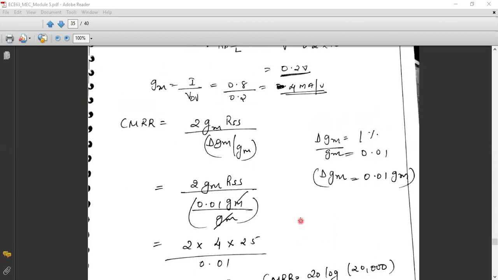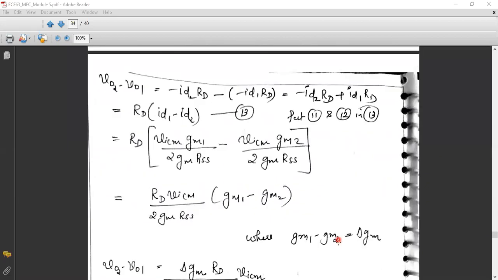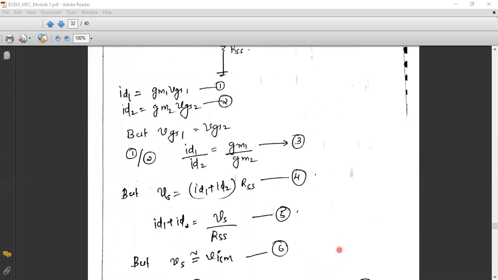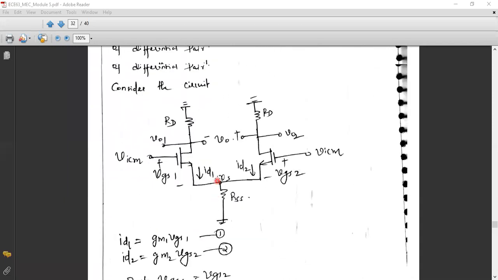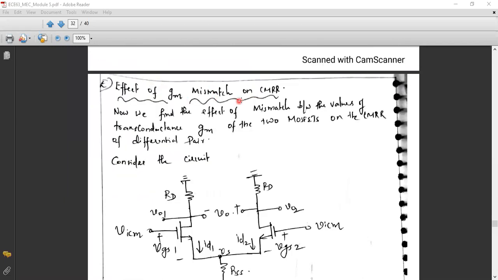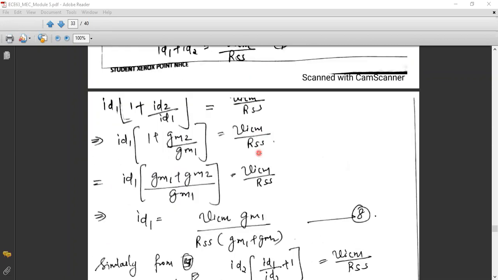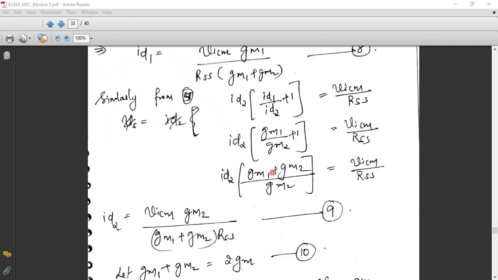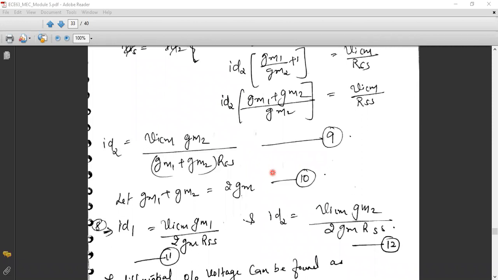Students, today what you have learned is the mismatch in GM, and how the mismatch in transconductance is going to affect our CMRR. You need to derive this. This is very important, the effect of GM mismatch on CMRR for your SCE and CAE. The numerical problem is also very important. You can expect a sure question, either on the effect of mismatch in drain resistance or the effect of mismatch in transconductance, either numerical or derivation. So kindly practice it.